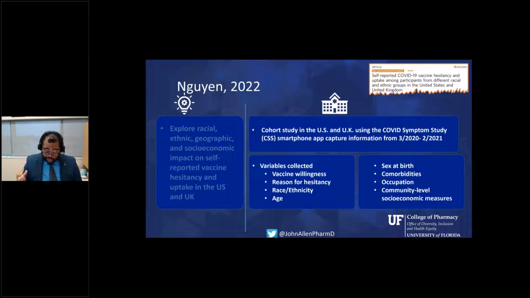And they collected multiple variables, and you see those listed there, including vaccine willingness, the reason for hesitancy, race, ethnicity, and age. Additionally, they identified sex at birth, comorbidities. They collected information on the occupation of the patient, and then they also collected community level socioeconomic measurements, specifically looking for educational attainment as well as socioeconomic status for patients, specifically looking at the neighborhoods they lived in.